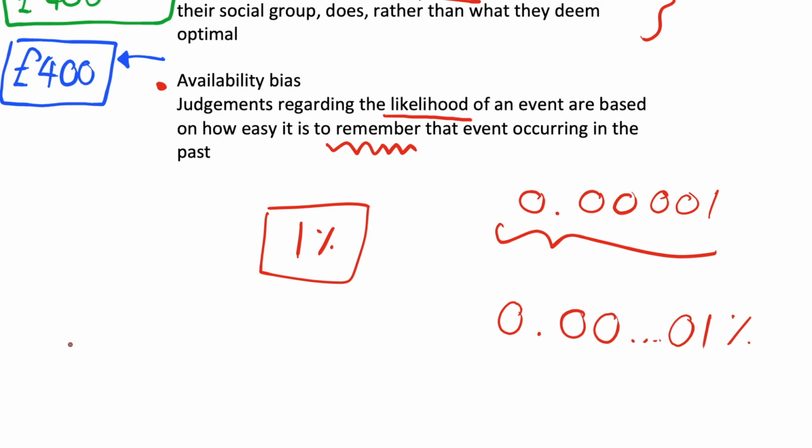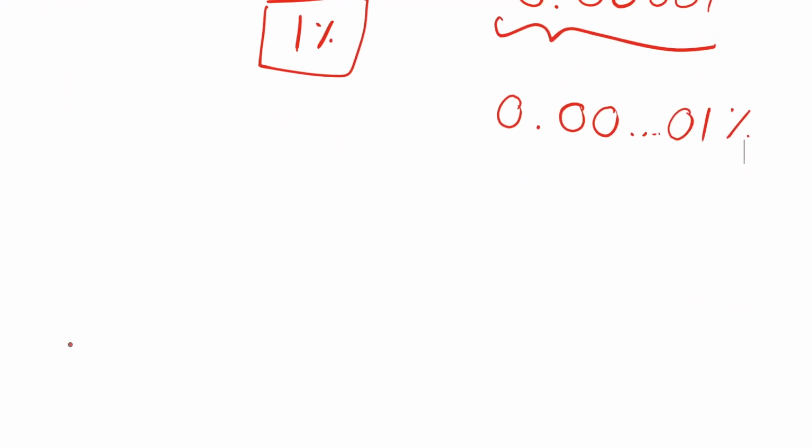So this was a brief introduction to some cognitive biases with a couple of examples, so they were hopefully easier to understand.